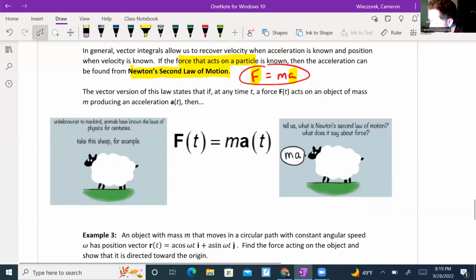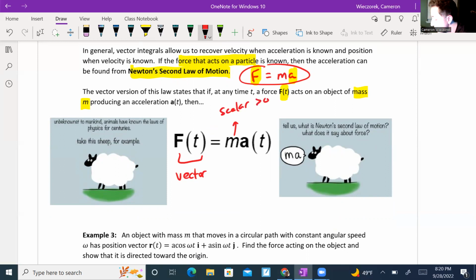Okay. So the vector version of this law states that if at any time t, we have some force vector, we'll call it F of t, acting on an object with a mass of m, that is a scalar. So looking at the equation here, this is a vector. The mass is going to be a scalar. Also, it's mass, so this also needs to be a scalar that's greater than 0. You cannot have negative mass.